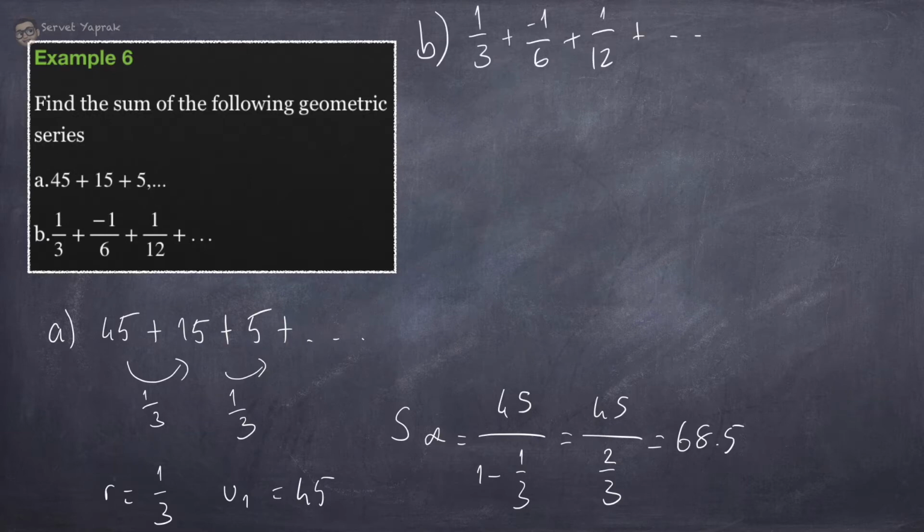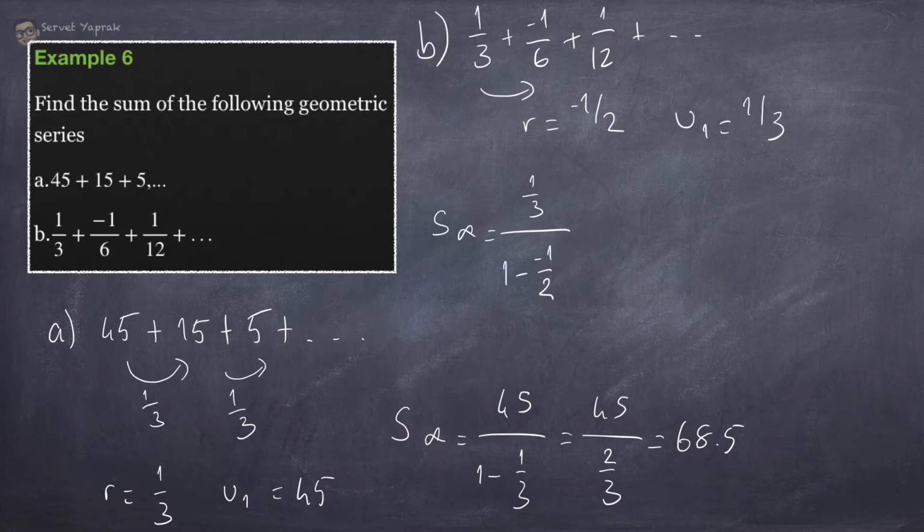Part B, these are the terms, and if you look at the terms 1/3, negative 1/6, and 1 over 12. So 1 positive, 1 negative, 1 positive, which means the common ratio will be a negative number. So 1/3, 1/6 is actually times 1 over 2. So we can say that common ratio is negative 1 over 2. And u1 is 1/3. So we just need to substitute this into S infinity formula.